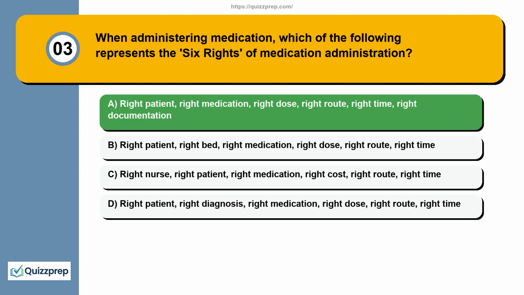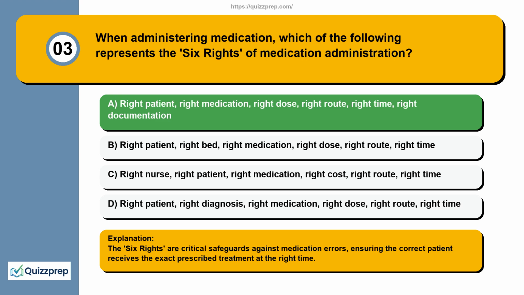The correct answer is option A. Right patient, right medication, right dose, right route, right time, right documentation. Explanation. The 6 rights are critical safeguards against medication errors, ensuring the correct patient receives the exact prescribed treatment at the right time.